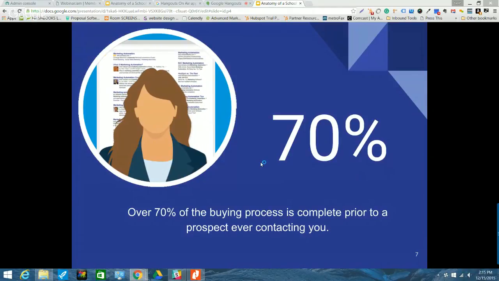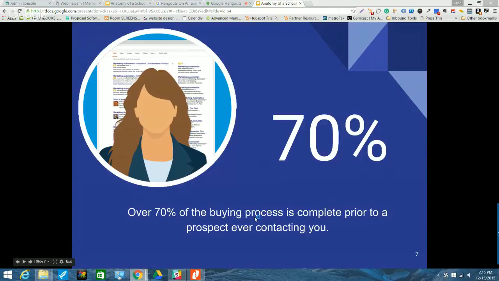All right, so the fact is that over 70% of the buying process is complete prior to a prospect ever contacting you. Think about this. This is a huge, huge shift for your admissions team.